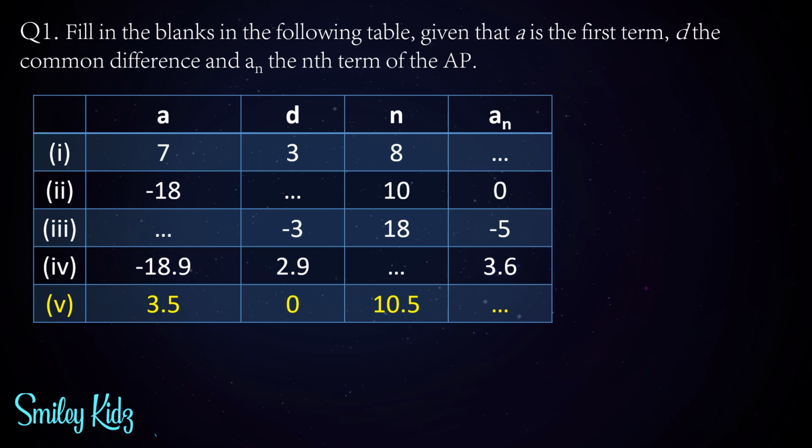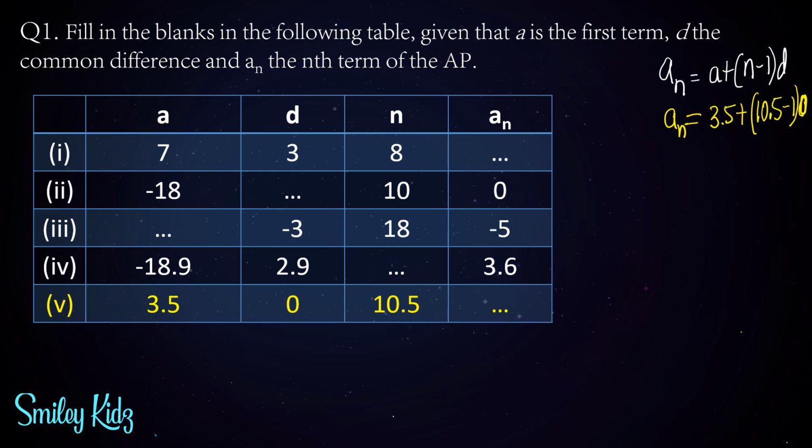Moving to the last sub question we have over here, a is 3.5, d is 0, n is 10.5, and we're going to find out an, which is similar to the first question. Right, so an is equal to a plus n minus 1 into d. Well, let's just substitute the values. It turns out to be an is equal to 3.5 plus 10.5 minus 1 into d, which is 0.